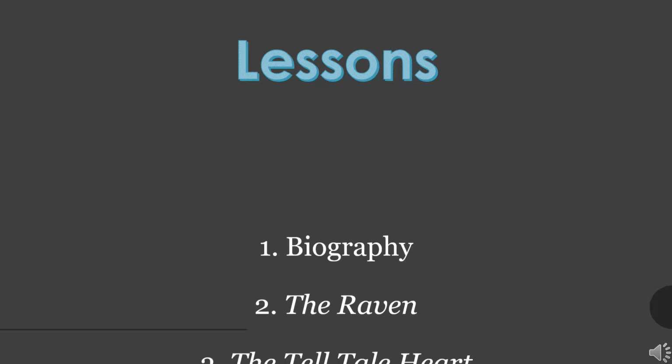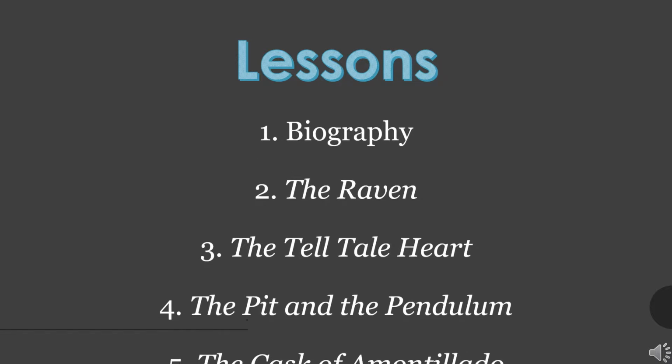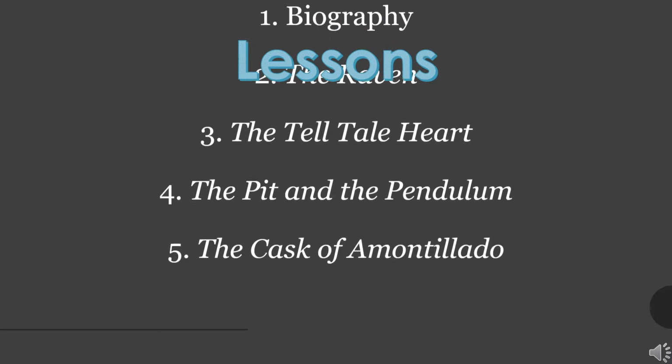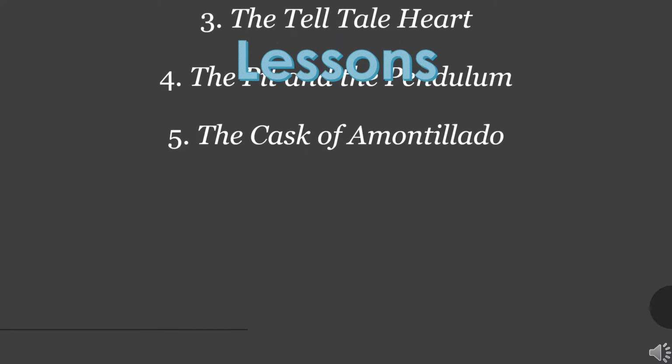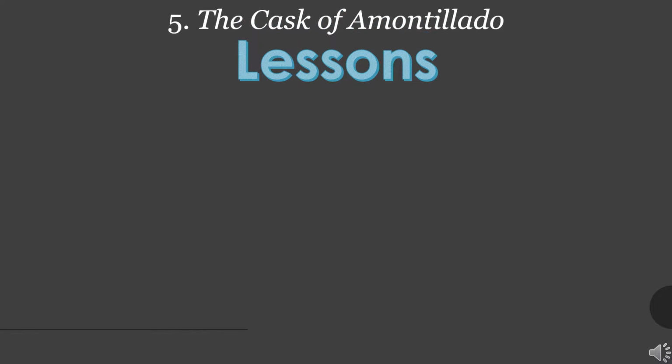The 15 lessons will be divided into 5 sections. Students will first learn about the author's life. They will then read The Raven, The Telltale Heart, The Pit and the Pendulum, and The Cask of Amontillado, respectively.